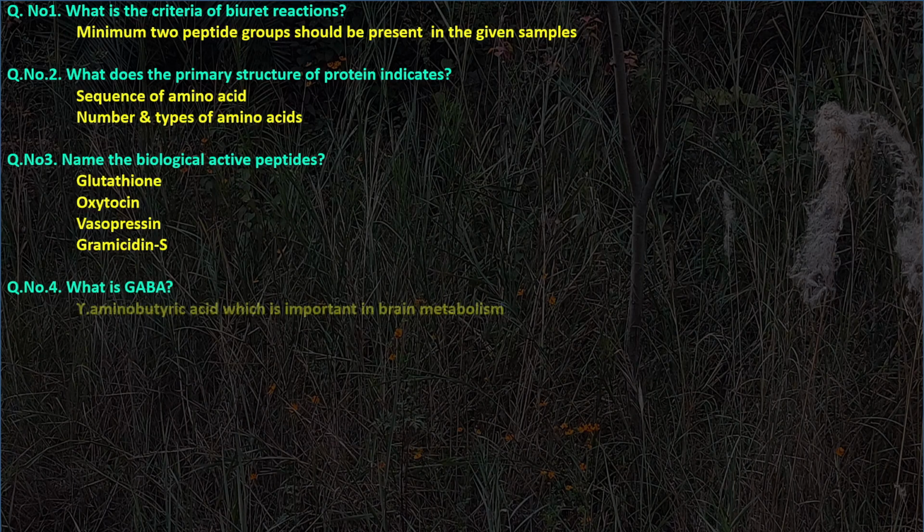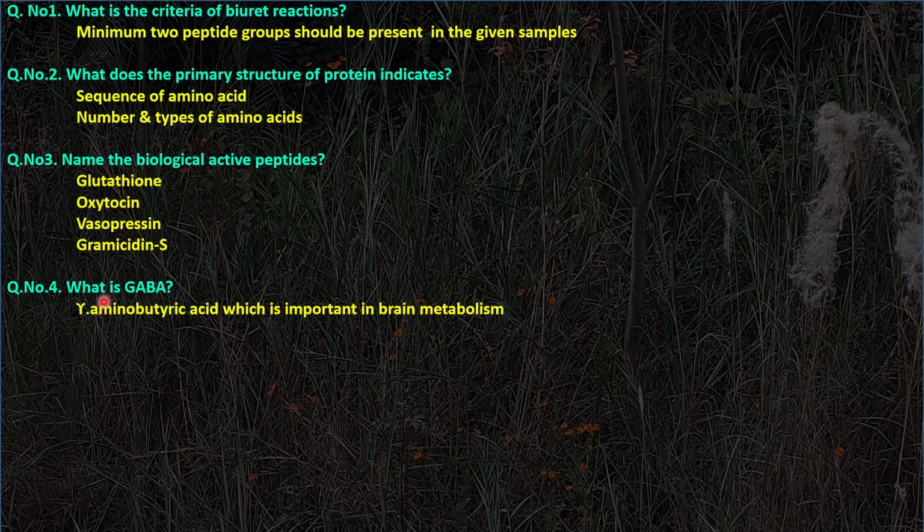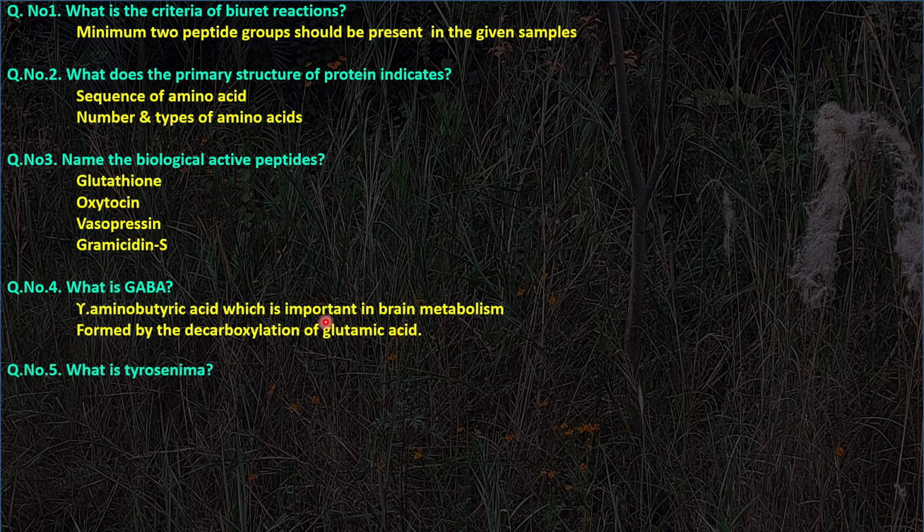What is GABA? GABA is gamma amino butyric acid, which is important in brain metabolism. First you should state the abbreviation: GABA is gamma amino butyric acid, which is important in brain metabolism and is formed by the decarboxylation of glutamic acid. When there is decarboxylation of glutamic acid, the result is GABA, gamma amino butyric acid.